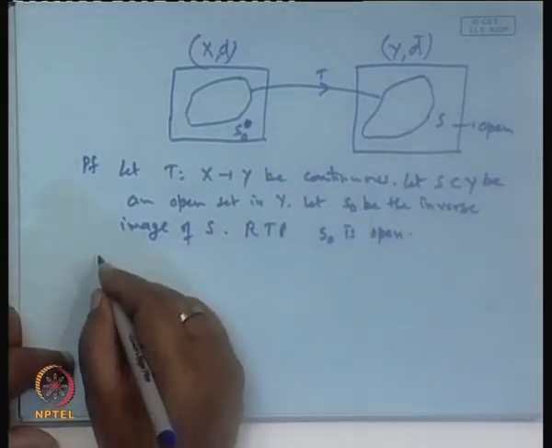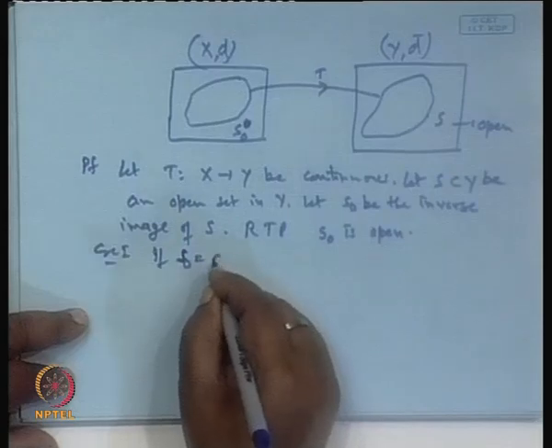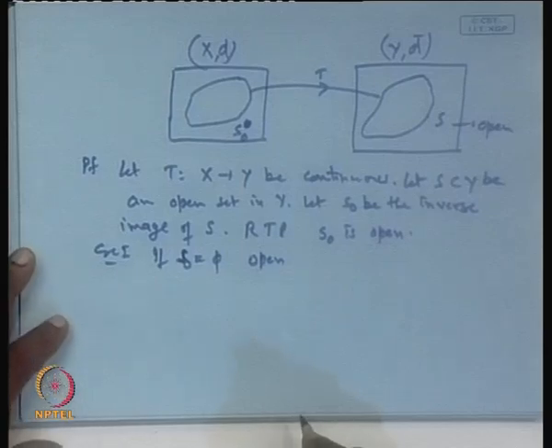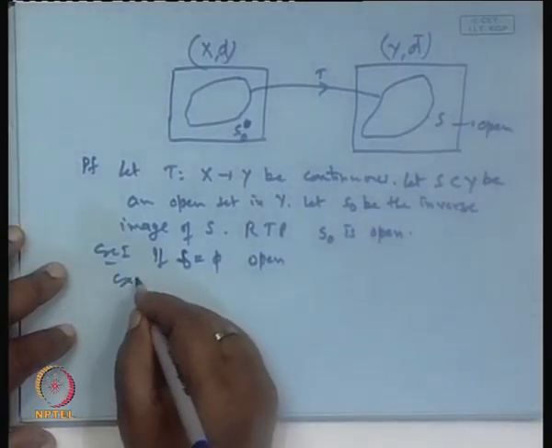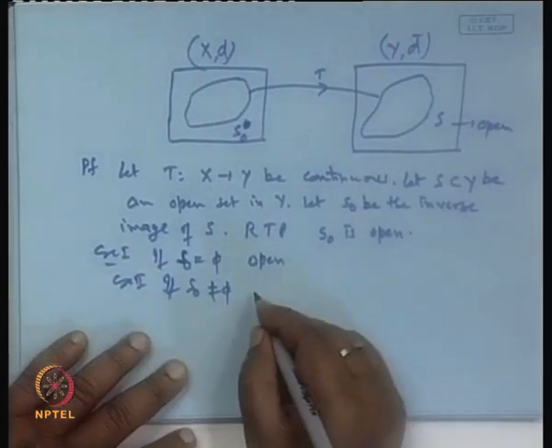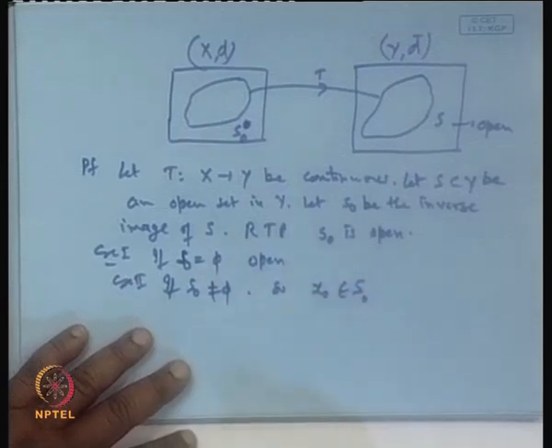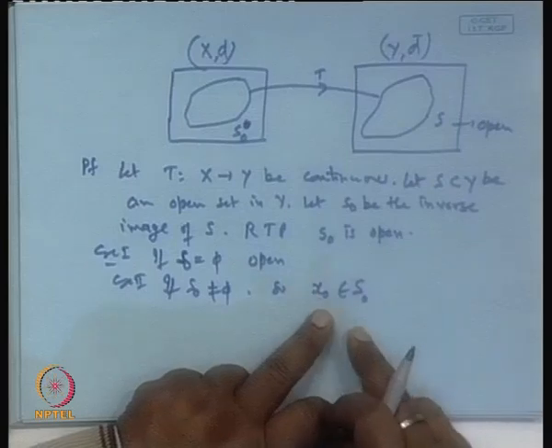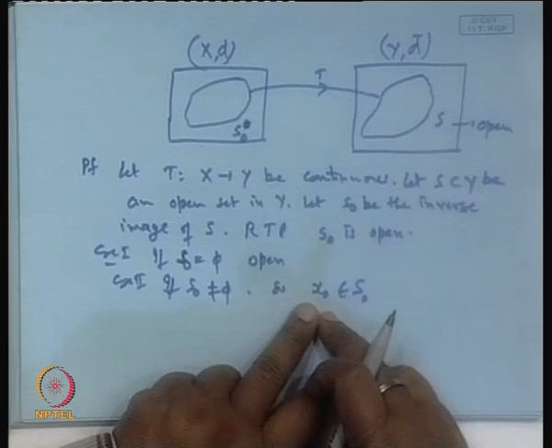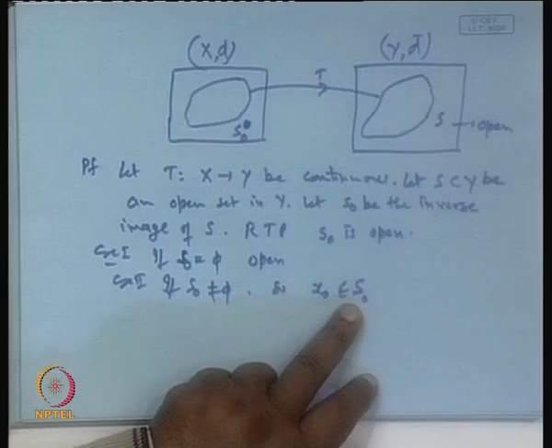There may be two cases. If S naught is an empty set, then obviously it is open, because every empty set is open. Second, if S naught is not empty, then there must be some point, so x naught is a point available in S naught. Now, we want this S naught to be open. If I prove that there is a neighborhood around the point x naught which is totally contained in S naught, then it is open, because x naught is an arbitrary point I am choosing.